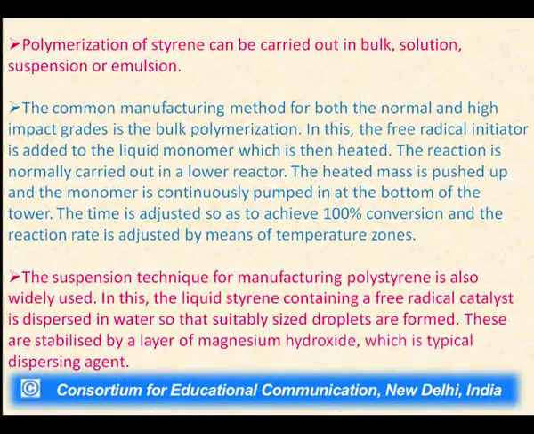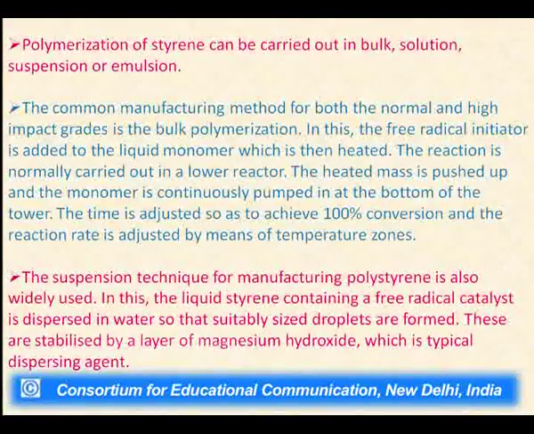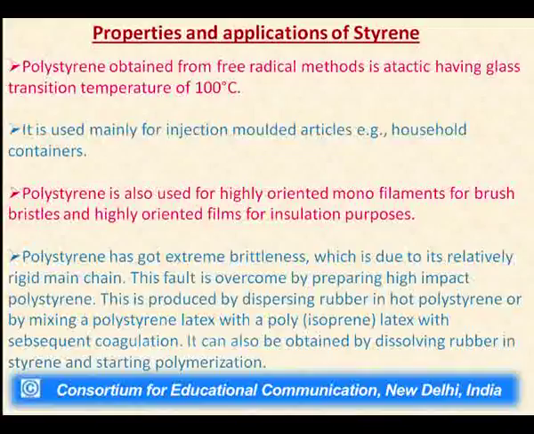The suspension technique for manufacturing of polystyrene is also widely used. In this, the liquid styrene containing a free radical catalyst is dispersed in water so that suitably sized droplets are formed. On heating, this styrene polymerizes to beads, which are the polystyrene beads. The polymerization of styrene with anionic and Ziegler-Natta catalysts produces isotactic polystyrene.